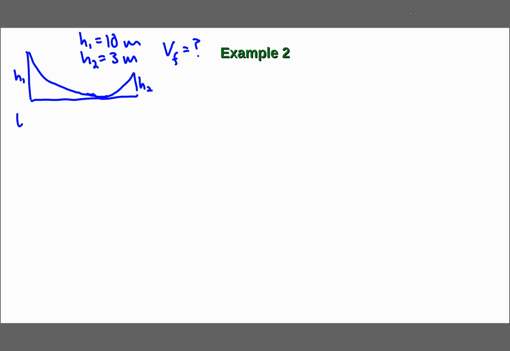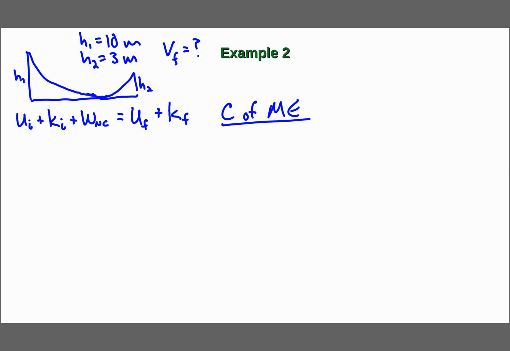Okay, so we're going to use conservation of mechanical energy here. We like to use this pretty much any time that we can because it's easy to use, right? So we're going to use that, and that is C of ME, conservation of mechanical energy. Okay? So then we go through the terms.